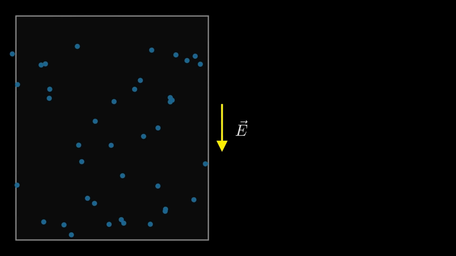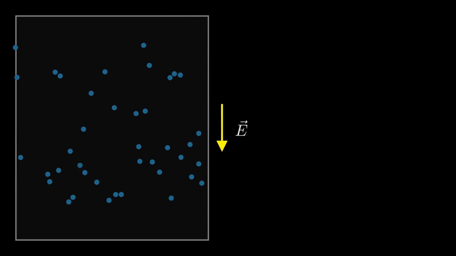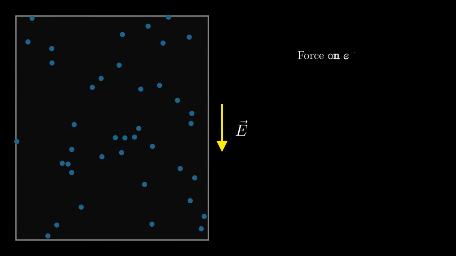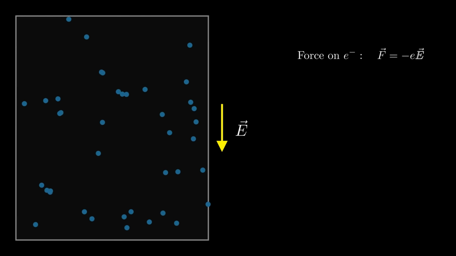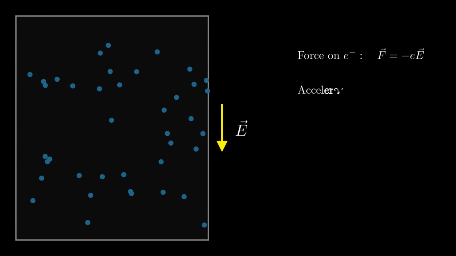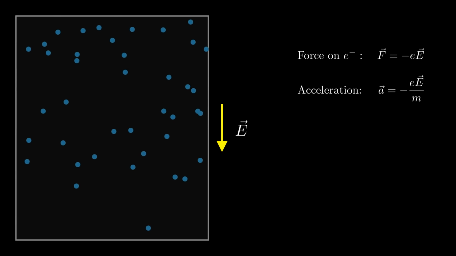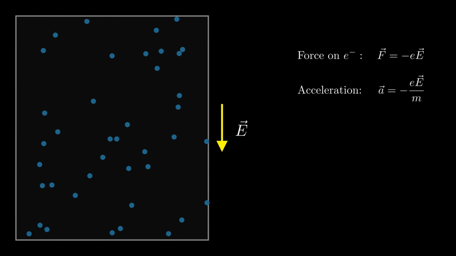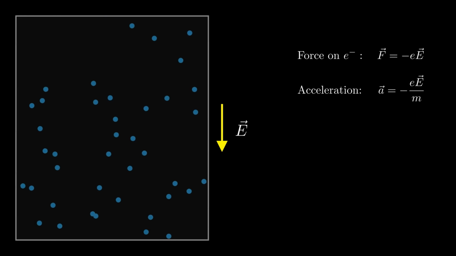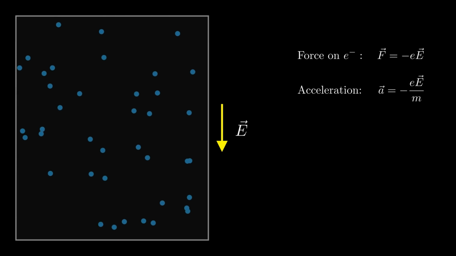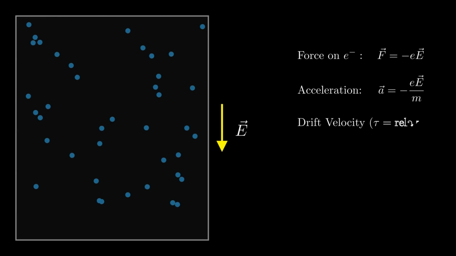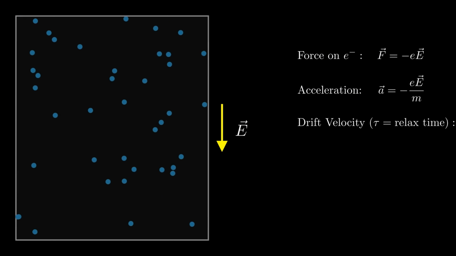Let's break this down mathematically. First, the force on each electron is F equals negative eE. According to Newton's second law, this force causes an acceleration a, which is equal to minus eE divided by the mass m. However, they do not accelerate forever. They collide with the lattice ions. The average time between these collisions is called the relaxation time, denoted by tau.